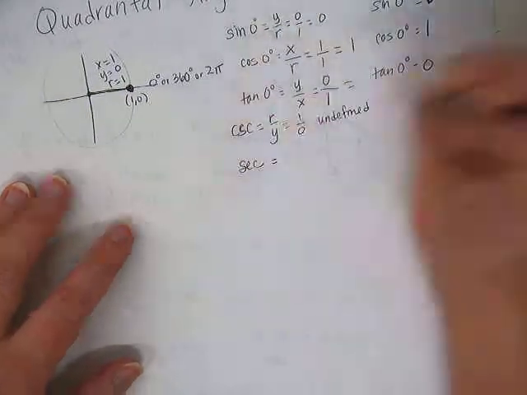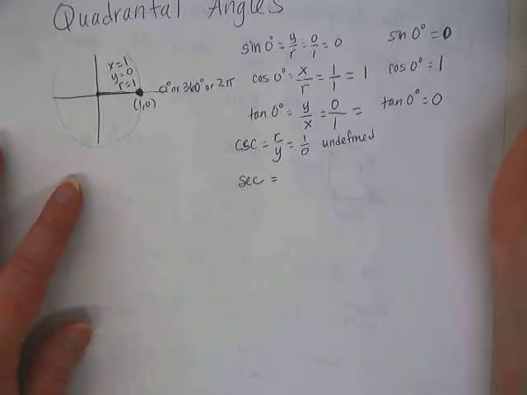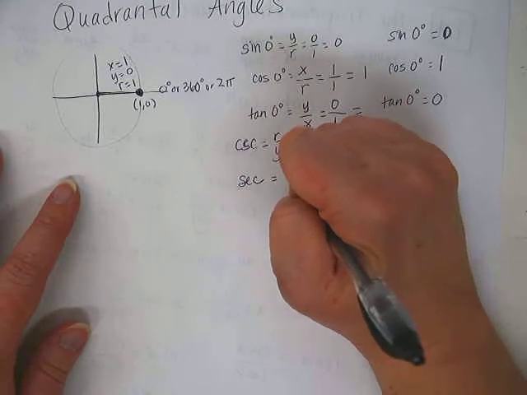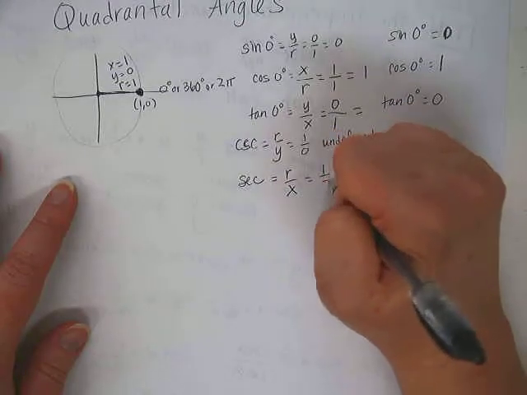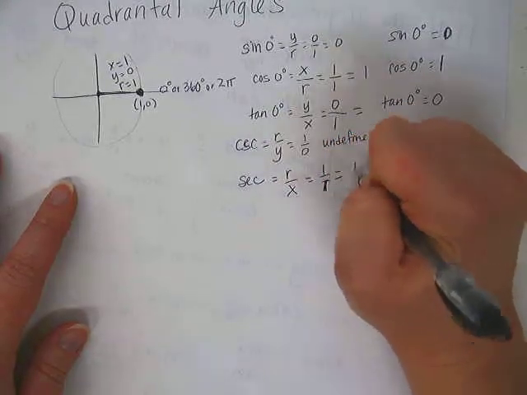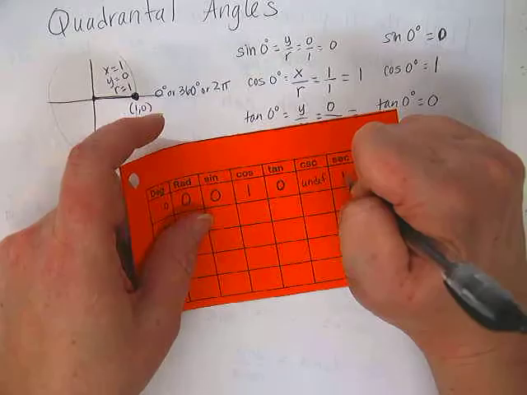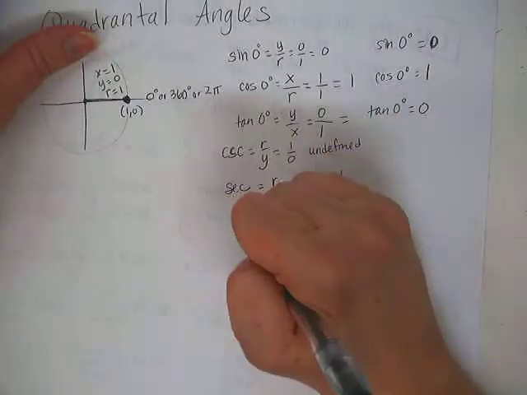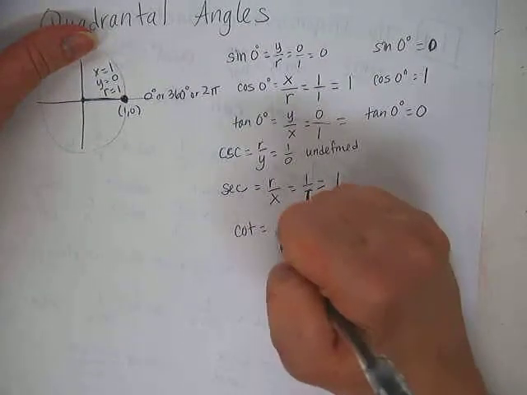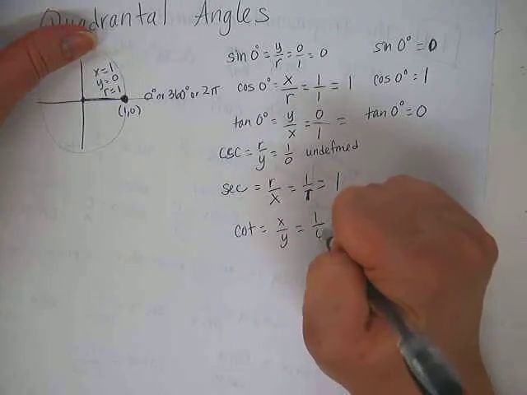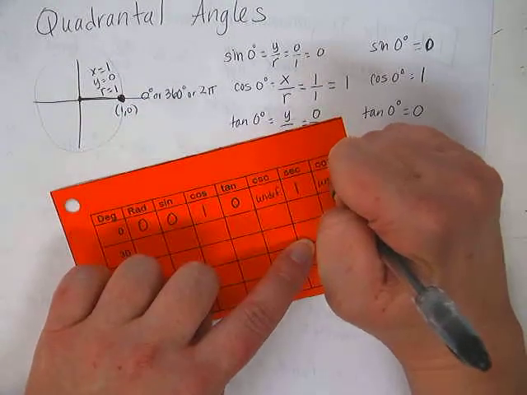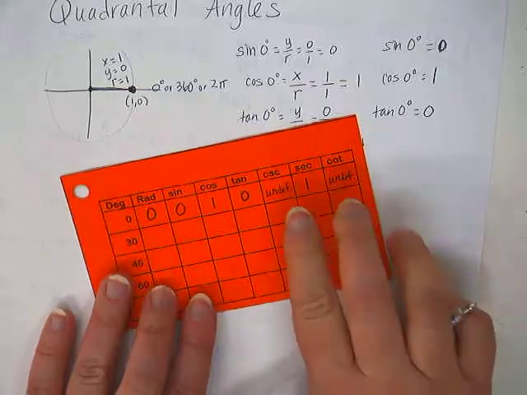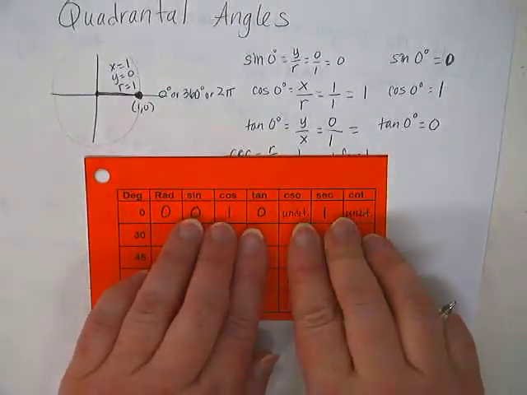Okay, what about secant? What's secant? R over x, correct? So 1 over 1, which is 1. Okay, so 1 for secant. And then cotangent would be x over y, which would be 1 over 0, which is undefined.